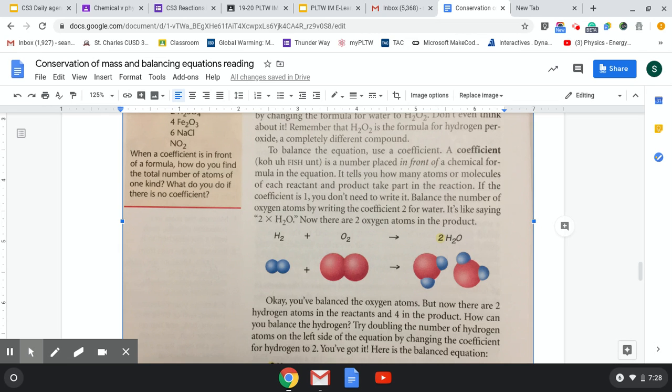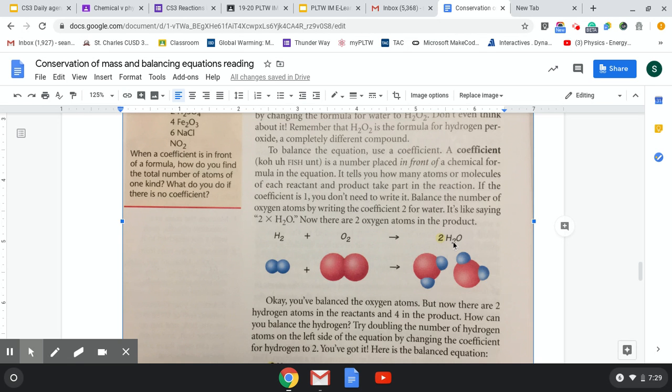Balance the number of oxygen atoms by writing the coefficient of 2 for water. So here's what they did there. They noticed that there's 2 O's on this side, and there's only 1 O on this side. So what did they do? They put a 2 there. And by putting a 2 here, now there's 2 O's, 1 and 2, but it changed something else.